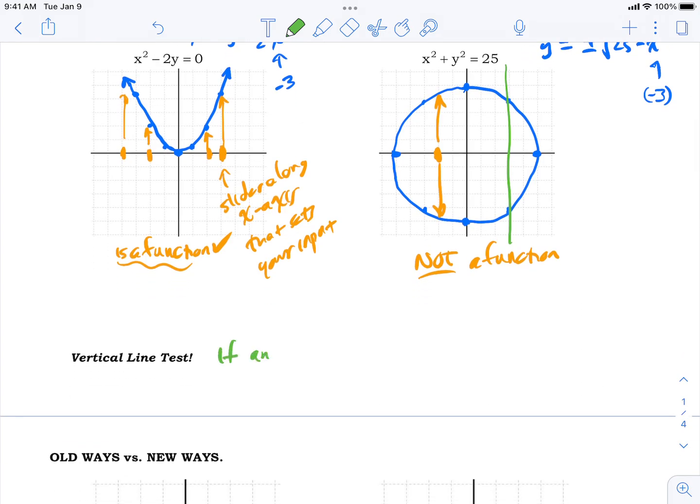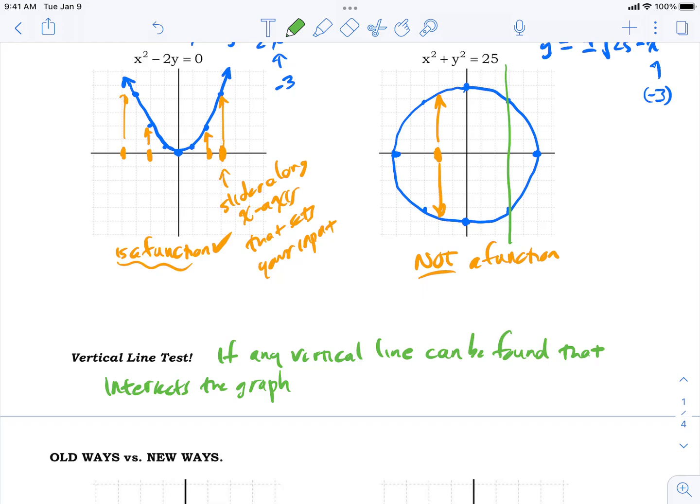If you can find any vertical line anywhere, but it's got to be vertical, if any vertical line can be found that intersects the graph more than once. And that's important, more than once. Once is fine. It doesn't even have to intersect the graph. It could intersect the graph not at all. That's fine. You know, functions don't have to live everywhere.